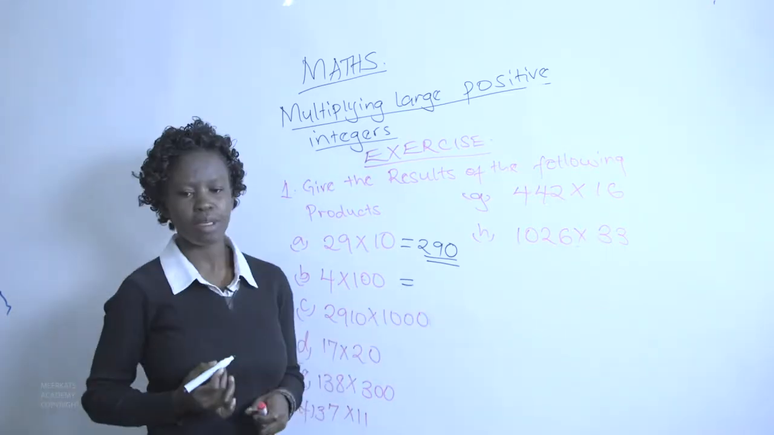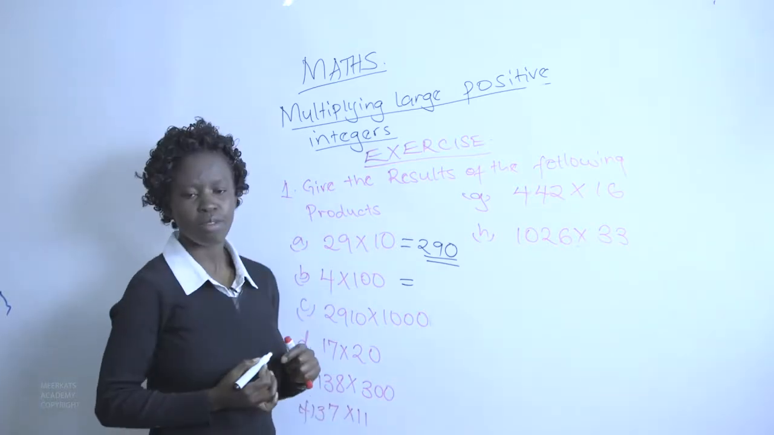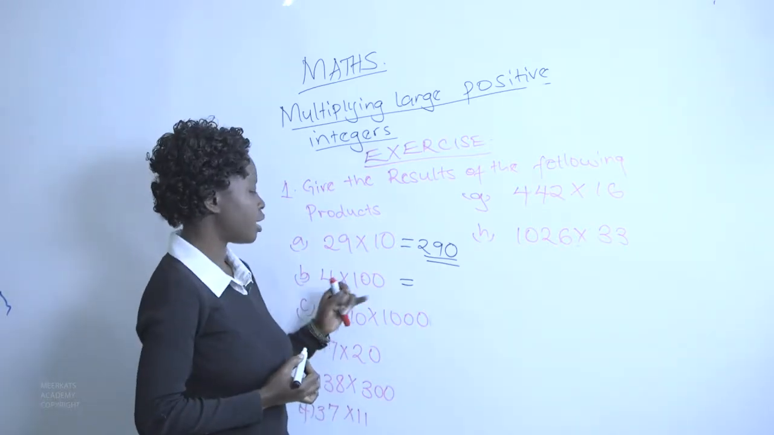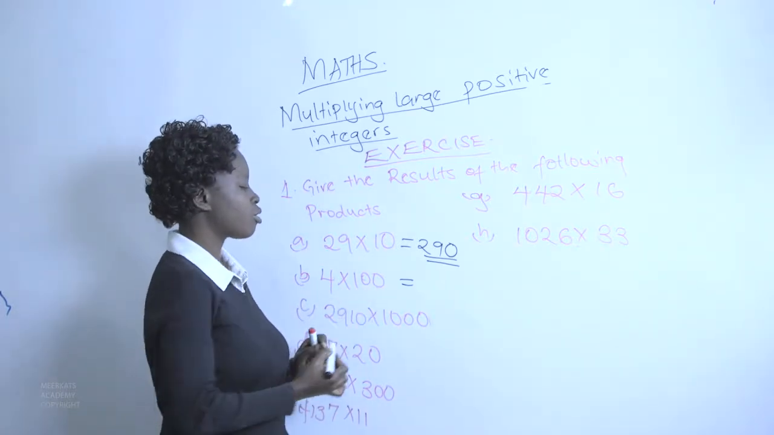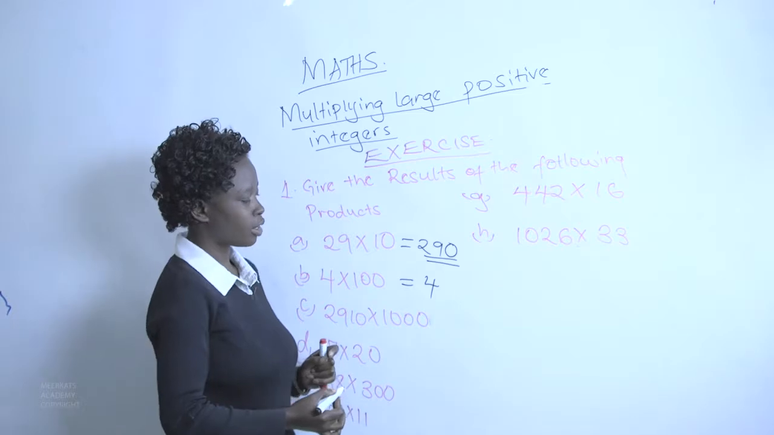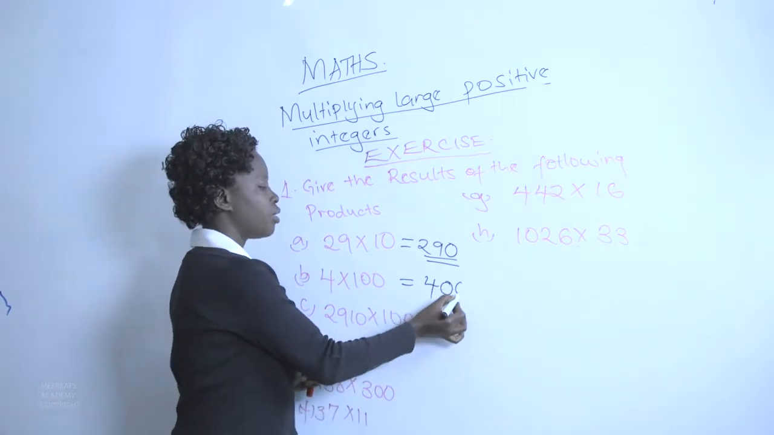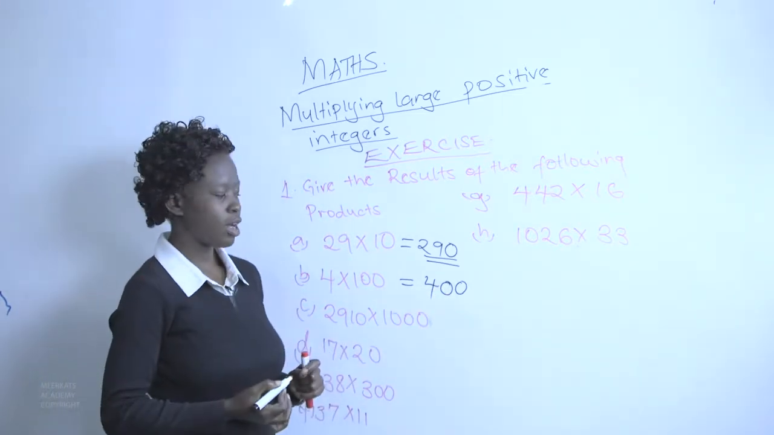So 29 multiplied by 10 simply gives us 290. The same is applied to 4 times 100. 100 is a power of 10. It has 2 zeros, so I write 4. Then after writing the 4, we add the 2 zeros to get 400.